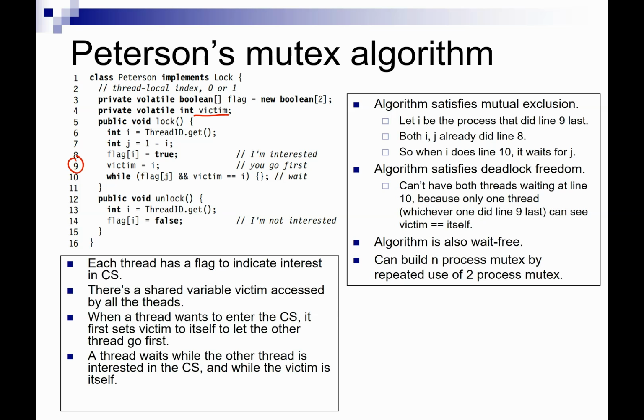So it seems like the previous deadlock problem could occur again with Peterson's. But the reason it doesn't occur is because this victim here is shared by both of us. We write to the same victim variable. That's different from the flag, where each of us has a different flag. I've got my flag, you've got your flag, so we have two flags. But there's only one victim variable, being shared by both of us.